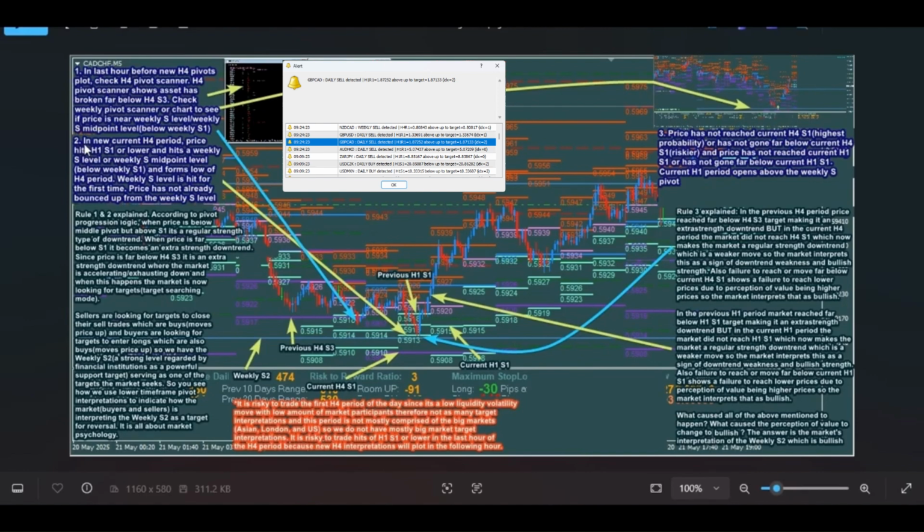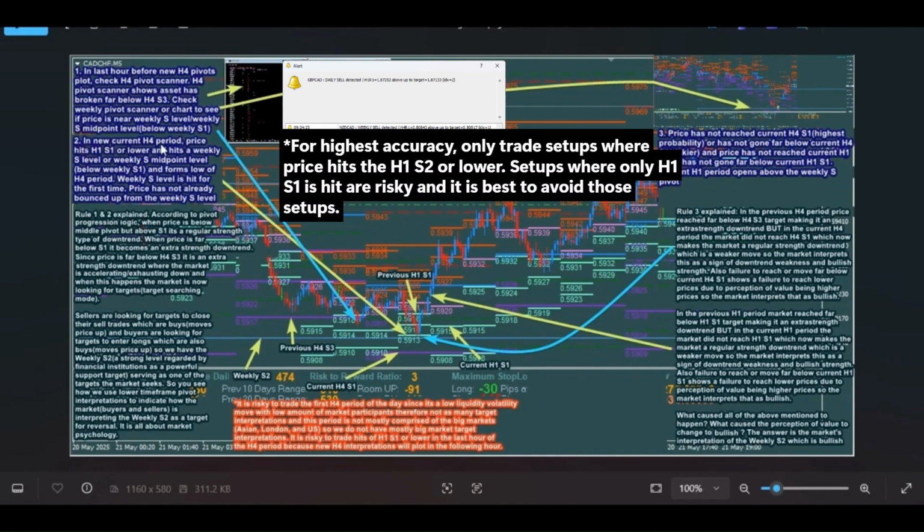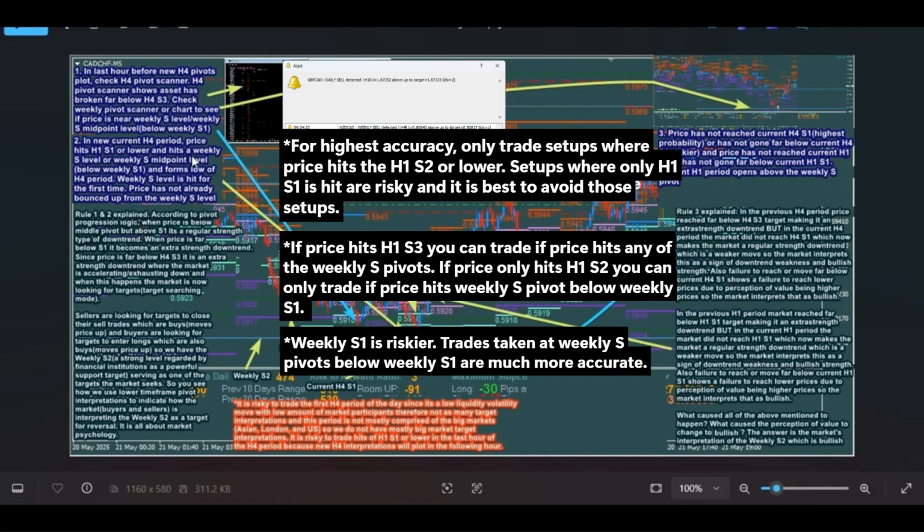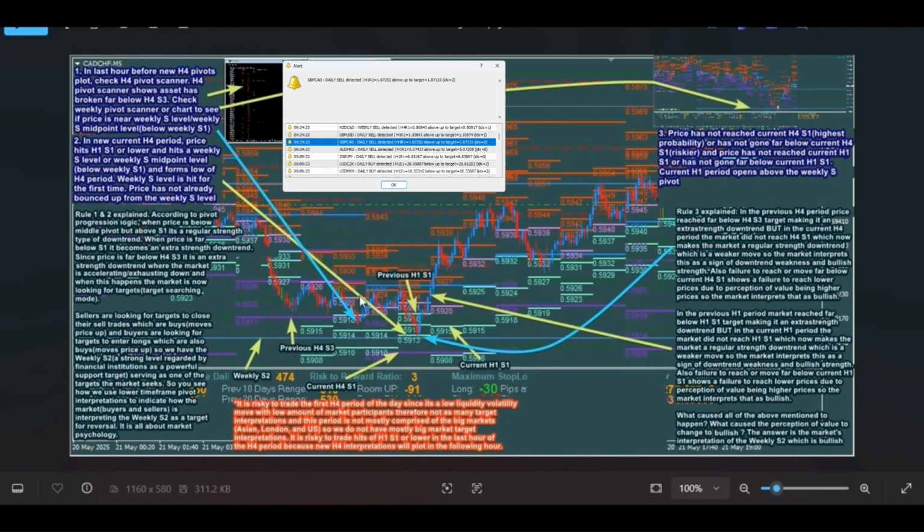Rule number 2. In the new current H4 period, price hits H1 S1 or lower and hits a weekly S level or weekly S midpoint level below weekly S1 and forms the low of the H4 period. The weekly S level is hit for the first time. Price has not already bounced up from the weekly S level. See the arrow pointing to that happening here.